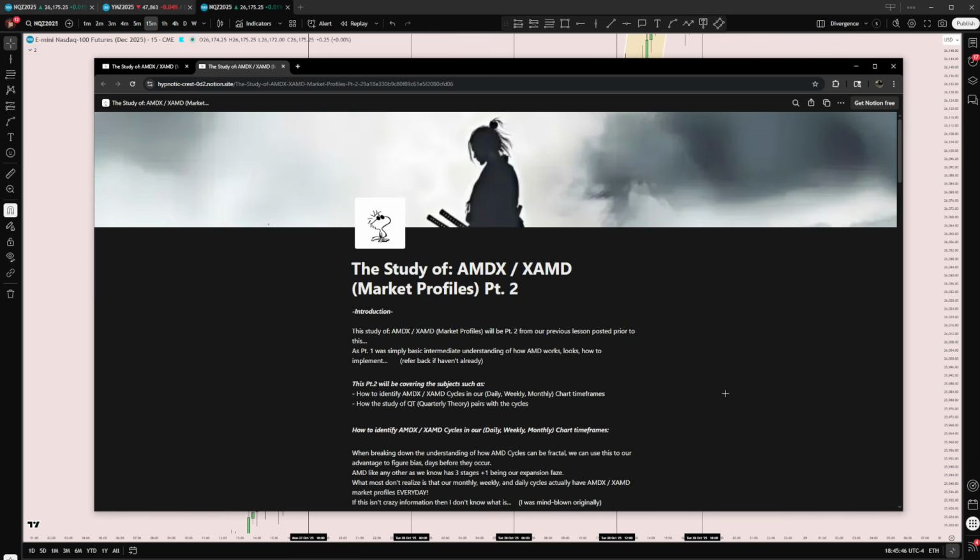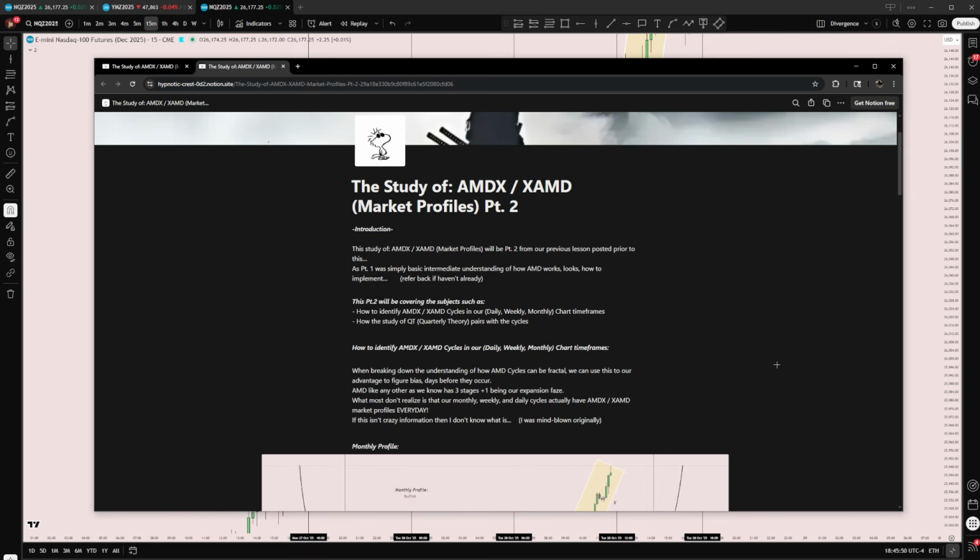The study of AMDX, XAMD market profiles as we know it, part 2. Introduction. This study will be a part 2 of our previous lesson posted yesterday, as part 1 was simply a basic intermediate understanding of how AMD works, looks, and how to implement it. If you need to, refer back to that if you haven't already.